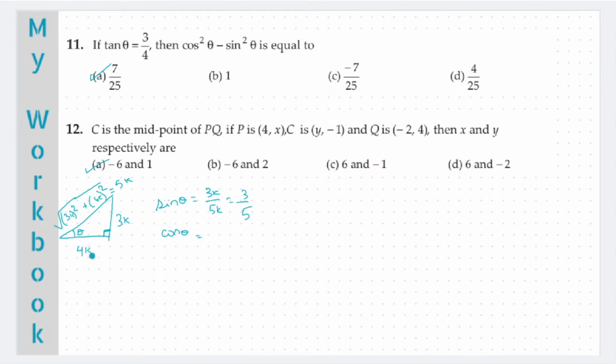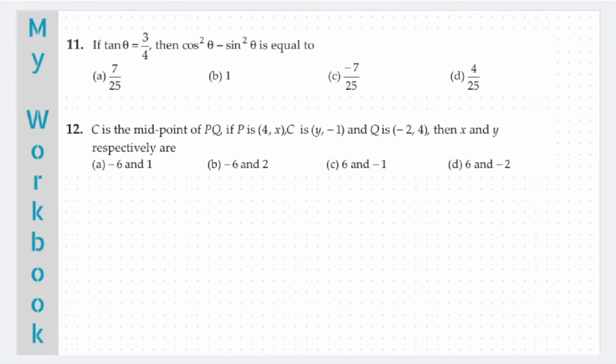Cos theta is adjacent side by hypotenuse. So it is 4k by 5k. So it will be 4 by 5. We need to compute cos square theta minus sin square theta. So that will be cos square is 4 by 5 the whole square, 16 by 25, minus sin theta is 3 by 5. So squaring it, you will get 9 by 25. 16 minus 9 will be 7 by 25. So the correct option is A, 7 by 25.